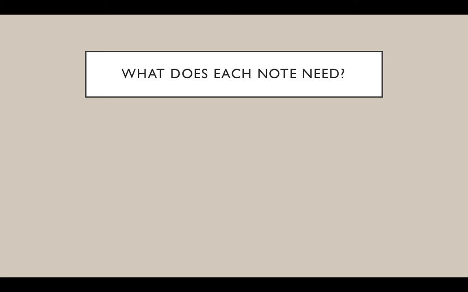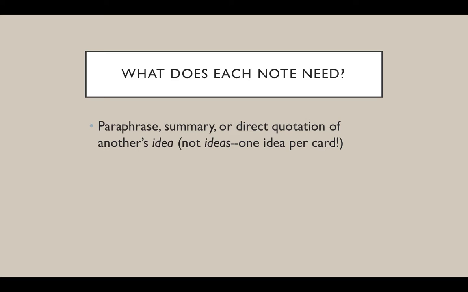So every note is an idea from a source. Well, most of them are from a source. And each of those notes needs to have certain information. So this is the system you're going to use. The first thing, of course, is you're going to have the idea, the other person's idea, not ideas, one idea per card. So you are going to take a lot of note cards. This can take the form of a paraphrase, where you're putting the other person's ideas totally into your own words, a summary, where you are summarizing the other person's ideas, or a direct quotation. And if you have that, make sure you put those words exactly as they are in the source in quotation marks. So that's the first thing each note needs.